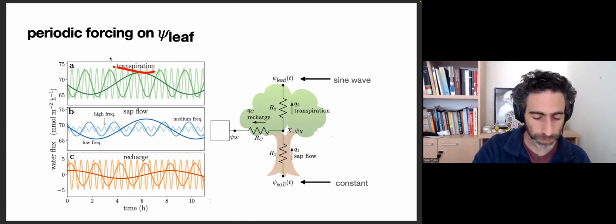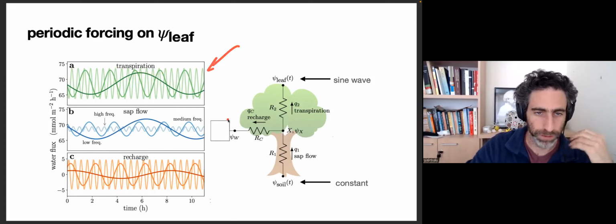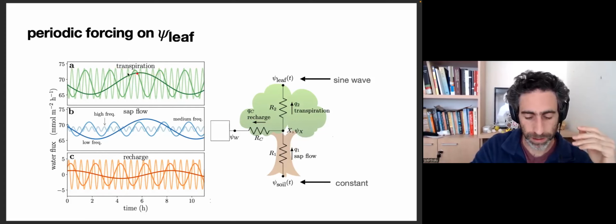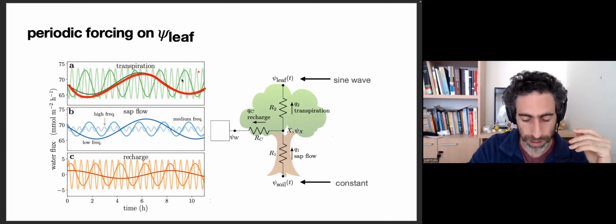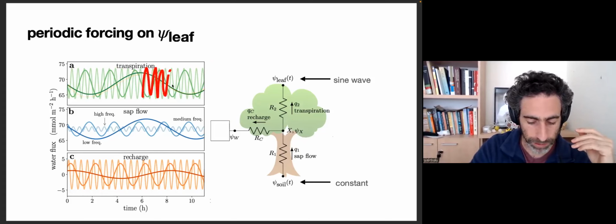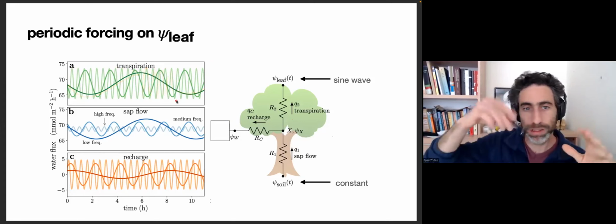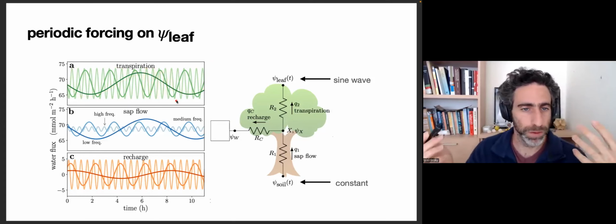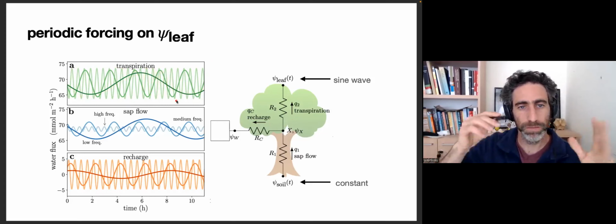All right, so let's start with transpiration. In the transpiration, you see in different shades of green that the dark shade gives this and the lightest shade gives this. They all oscillate. This is the response of the transpiration for different frequencies.